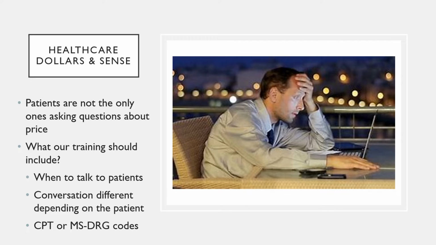We need to know when the best time is to bring up financials with a patient. Is there a different conversation when dealing with a routine versus a complex patient? And what do we do with those patients who don't have healthcare coverage? In addition, our employees should know how CPT or MS-DRG codes work and how to check prices that way. How do we talk to insurance companies with codes to see what is covered? Overall, the patient should know what coverage they may have and what they could possibly be responsible for if remits come back with no or little coverage.